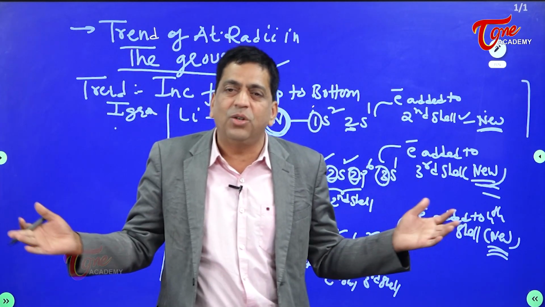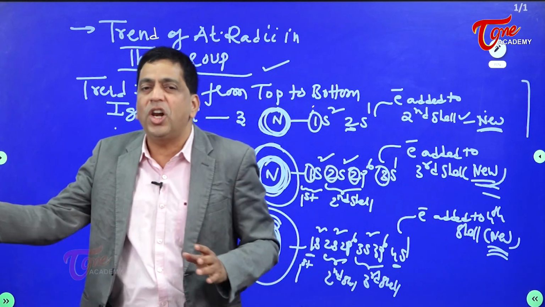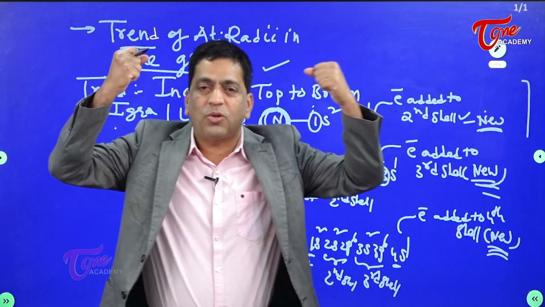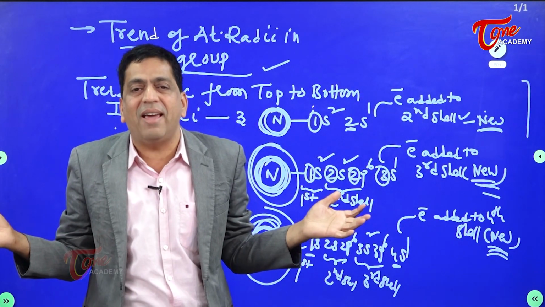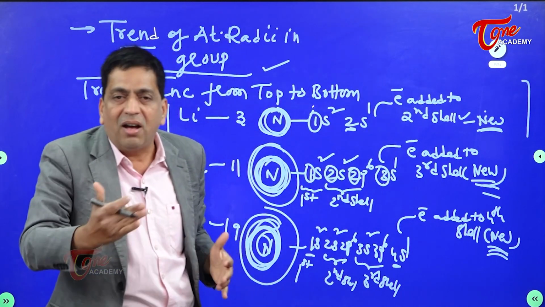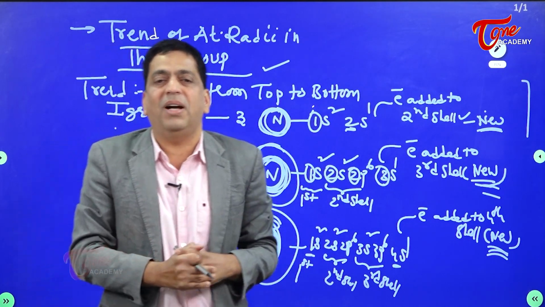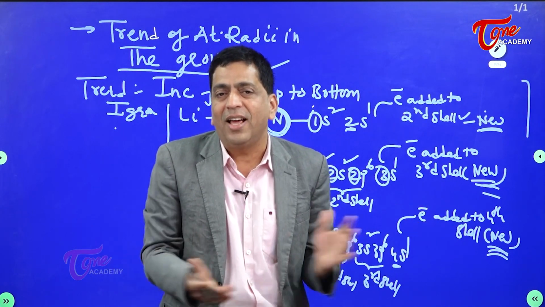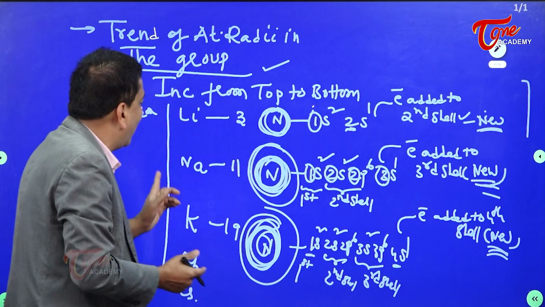If you don't have the nuclear force of attraction falling on the outermost shell, then the outermost shell will relax. An electron being a wave, it will be relaxing away from the nucleus, and thereby the size goes on increasing. You must understand this, right? So how do you describe this? I would like to write it here.